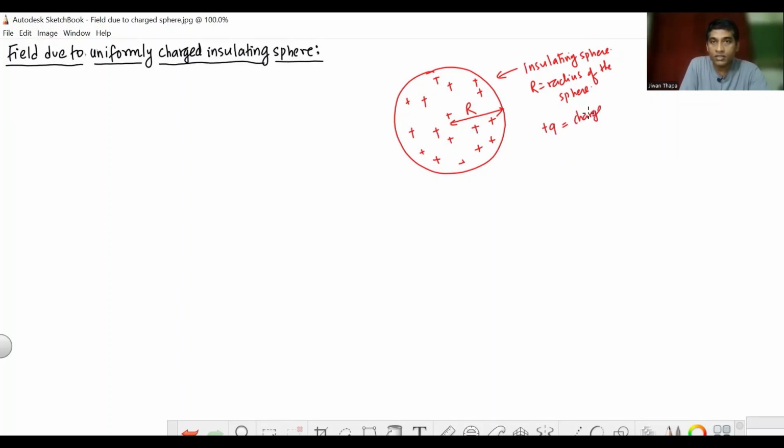This is the charge on the insulating sphere, distributed uniformly throughout the volume. Clear? So as I said earlier, we want to find the electric field due to a uniformly charged insulating sphere by using Gauss law.